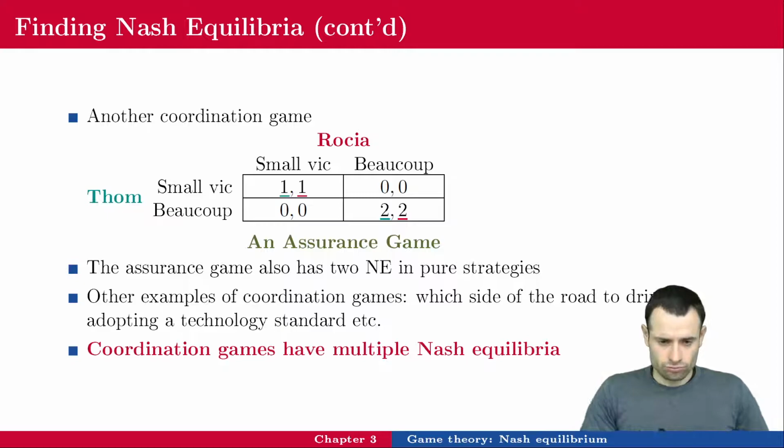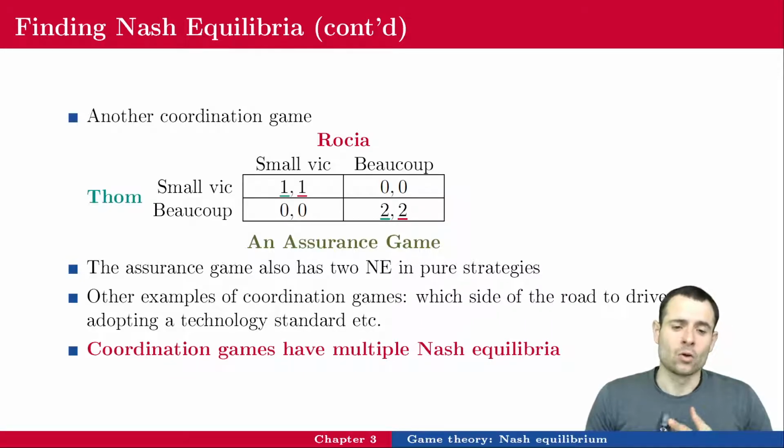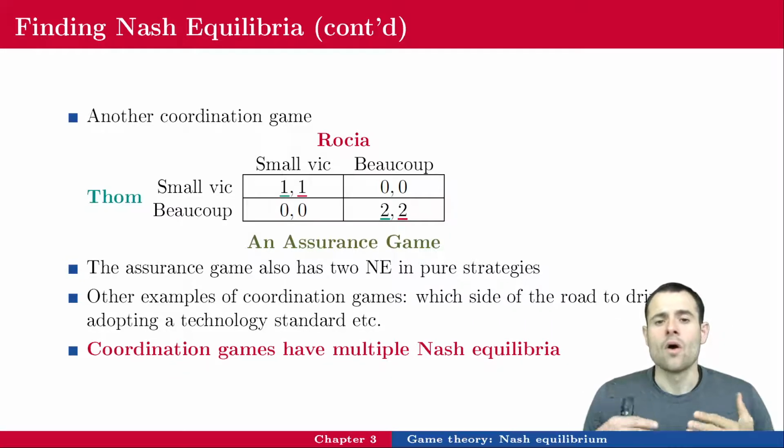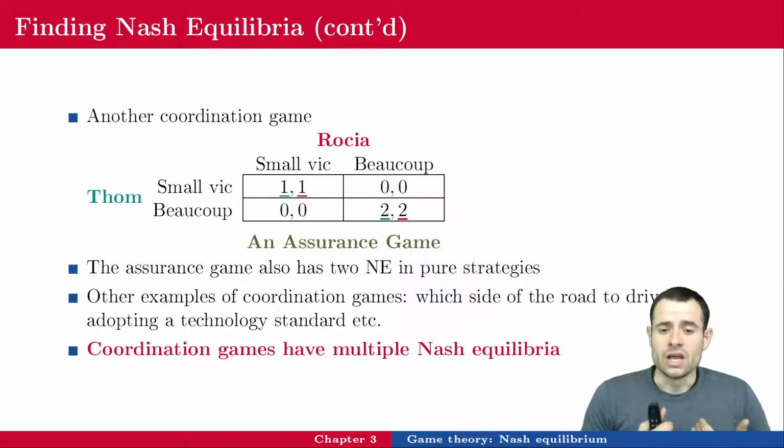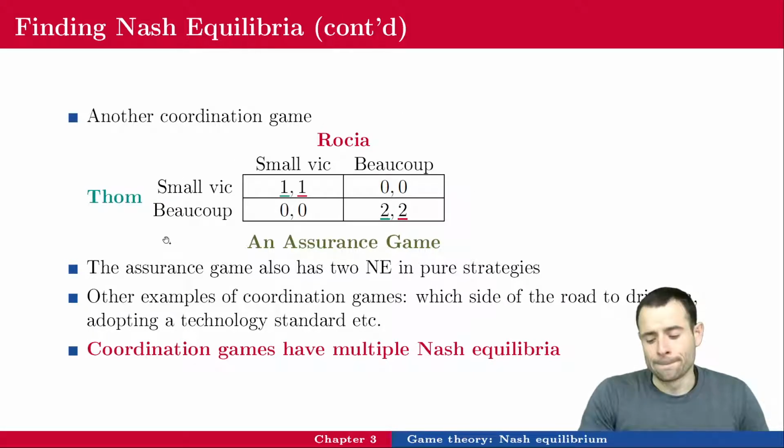In general, coordination games have multiple Nash equilibria. What matters is that they coordinate one way or another. They could coordinate on 1, 2, or more options. In fact, I could make this game bigger by adding the previous bakery, Matchstick, to the mix. And now they have to decide whether to meet at Small Victory, at Beaucoup, or at Matchstick.